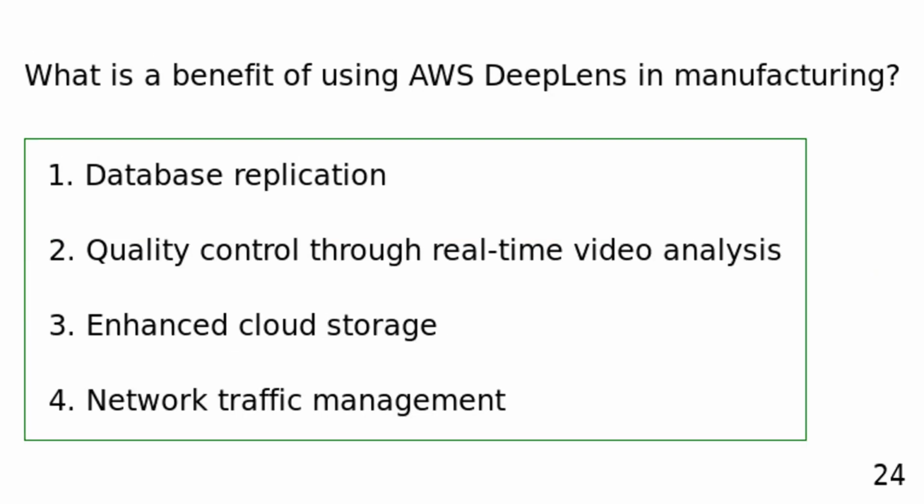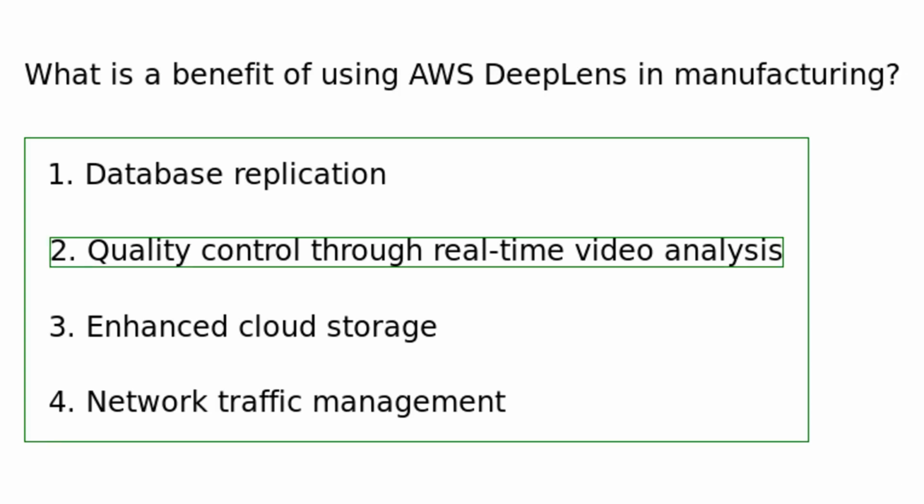What is a benefit of using AWS DeepLens in manufacturing? Database replication. Quality control through real-time video analysis. Enhanced cloud storage. Network traffic management. In manufacturing, AWS DeepLens can be used for quality control by analyzing production processes through real-time video feeds.